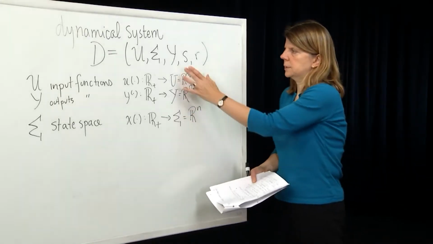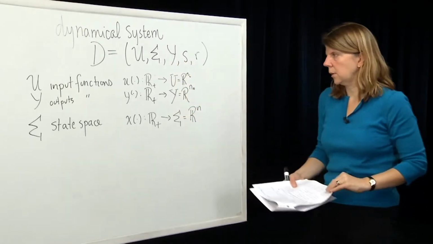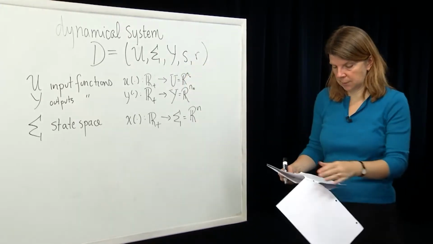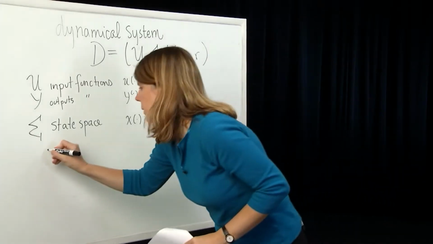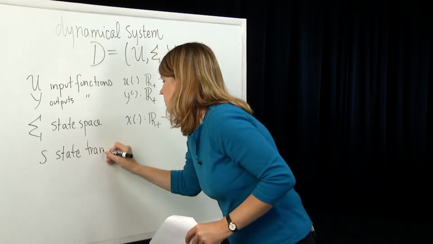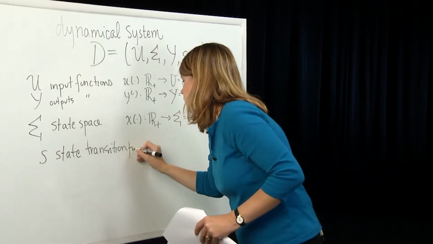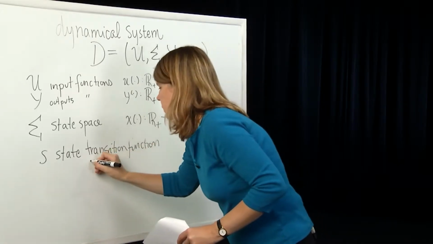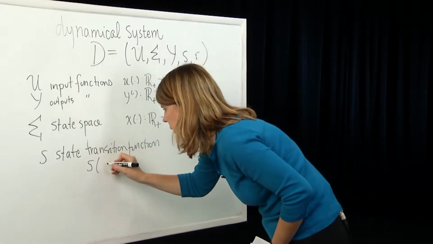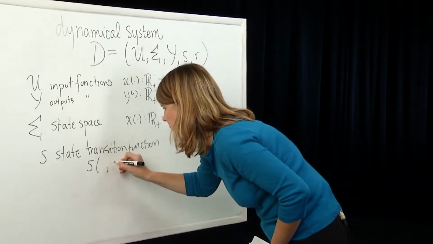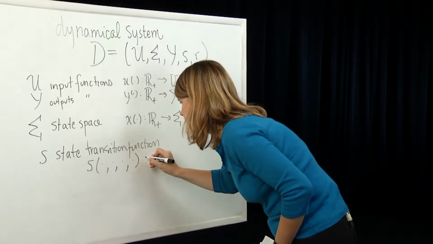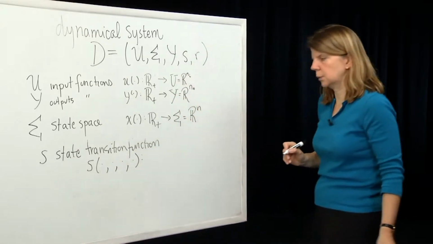Okay, so those are the 3 spaces, and then these functions S and R are called the state transition function and the readout map of the dynamical system. So S is the state transition function. So S takes, well, it's a function of 4 different things. It maps time, initial state, and input to a state.